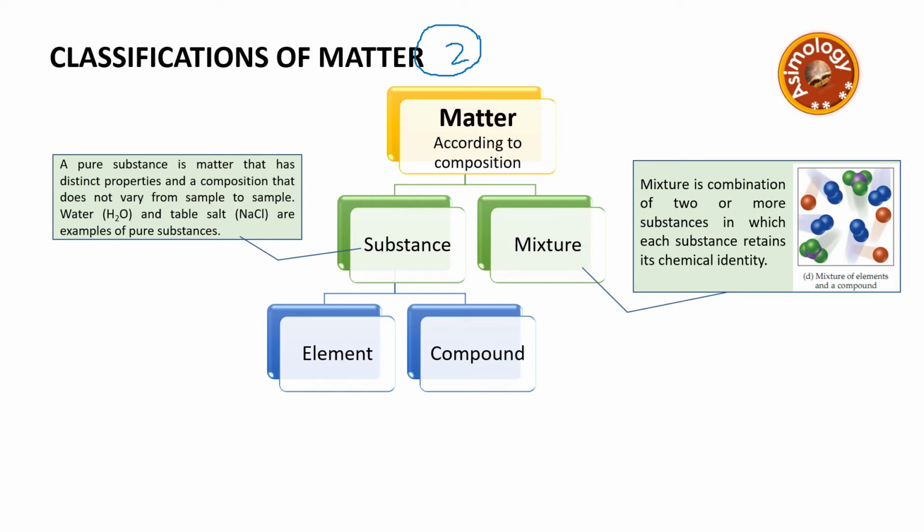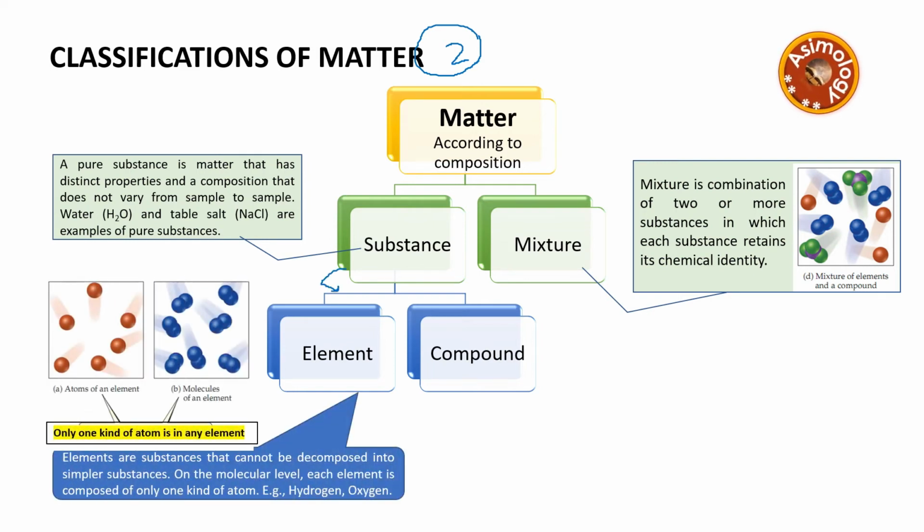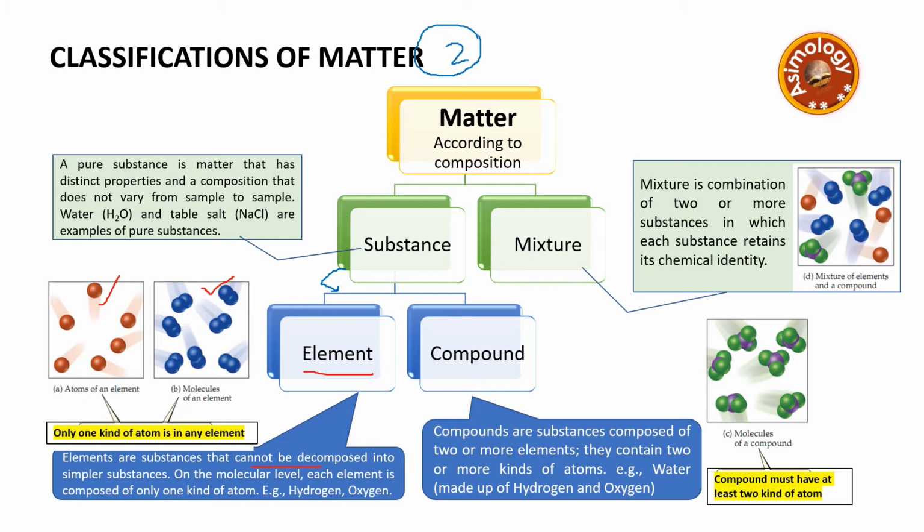A pure substance is again divided into elements and compounds. Elements are substances that cannot be decomposed into simpler substances. On the molecular level, each element is composed of only one kind of atom. For example, hydrogen, oxygen. Compounds are substances composed of 2 or more elements. They contain 2 or more kinds of atoms. For example, water is made up of hydrogen and oxygen.